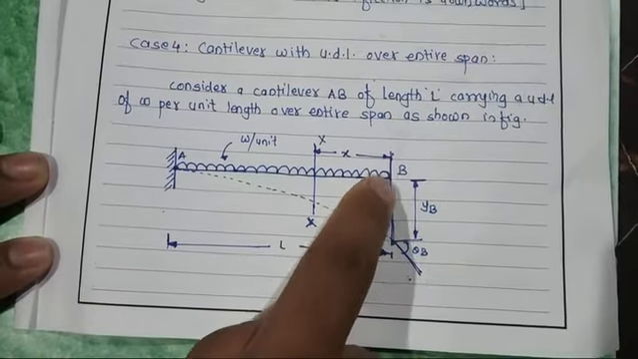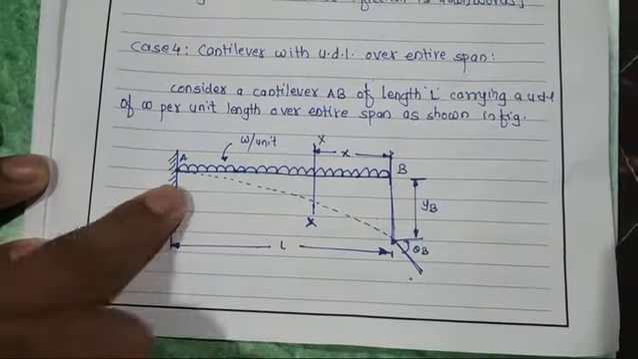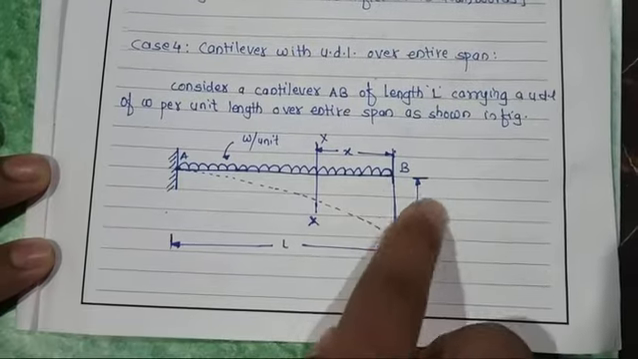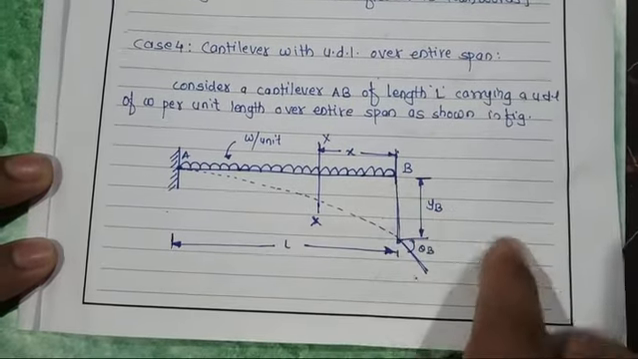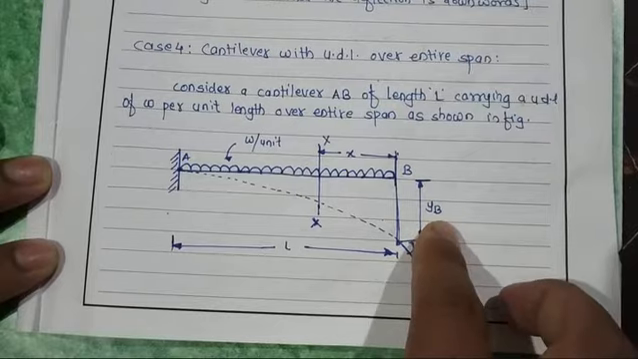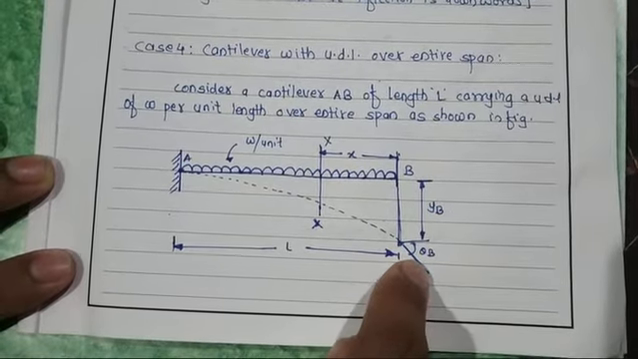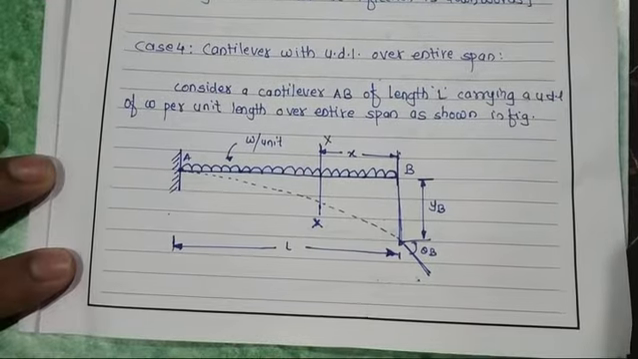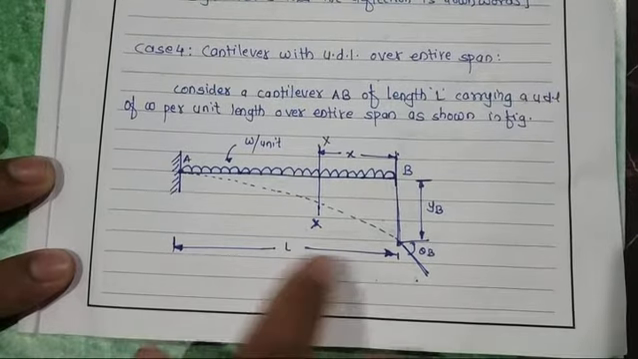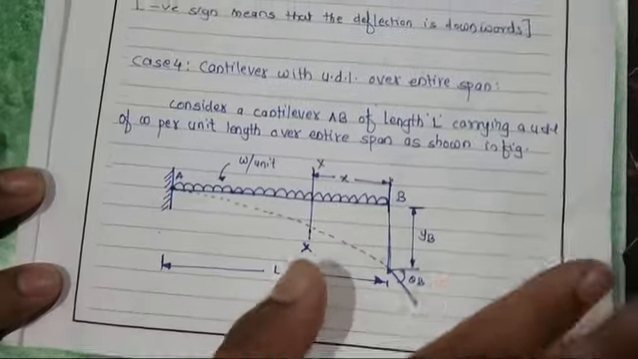Because of this, at the fixed end there is no deflection, and at the free end there is a deflection. This is nothing but YB, the maximum deflection. And this is theta B, which is the slope of the cantilever. Now this total length is L.